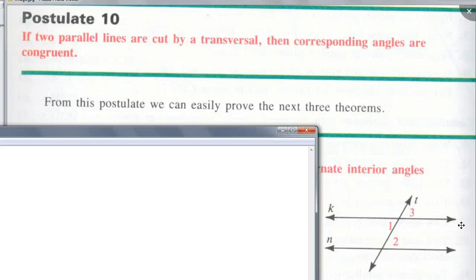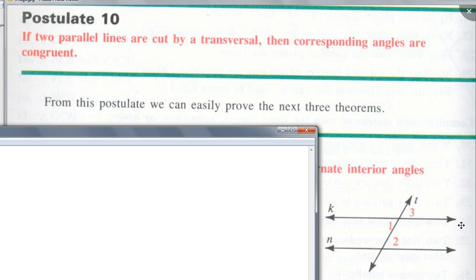Okay, so this is our postulate, we're going to take it as truth. Now, if that's true, that angles 2 and 3 are congruent, what can you tell me about angle 1 and some other angles? What do you know about angles 1 and 3? How about Katie? They're congruent? Why do you say that? You're right, it's because vertical angles are congruent. So we know that angles 1 and 3 are congruent, correct? This only works if K and N are parallel, okay?